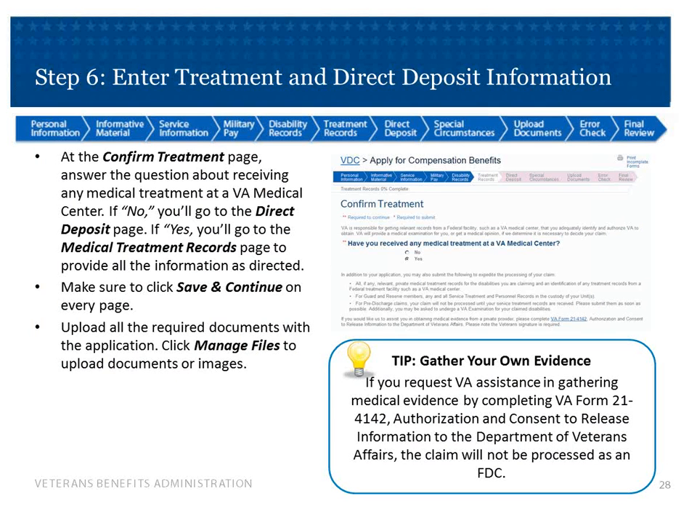Let me repeat. It is important to note that if the claimant requests VA assistance in gathering medical evidence, his or her claim will not be processed as an FDC. If the claimant received treatment at a VA medical facility or center, he or she will be prompted to provide relevant information, like the name of the medical center and the dates of treatment. Otherwise, the veteran will be taken to the direct deposit page.